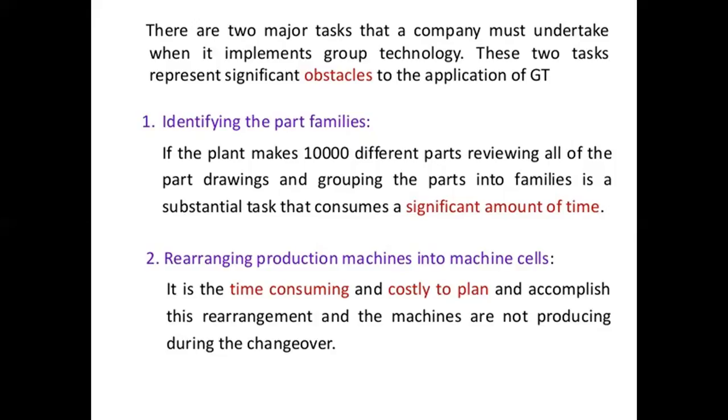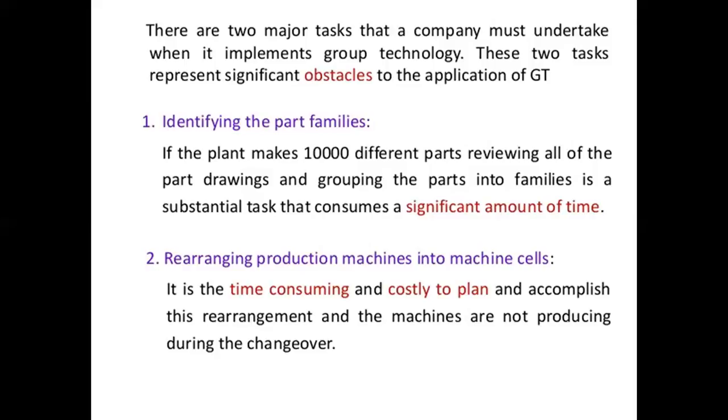So what is a part family? Here you will have various kinds of products. Depending upon the similarities, you make them into one family. That we call identifying the part families. As you are seeing on the screen, if you have 1,000 different parts, depending upon the part drawings and the manufacturing attributes, you make them into a particular family, or you divide all those parts among the different kinds of families.